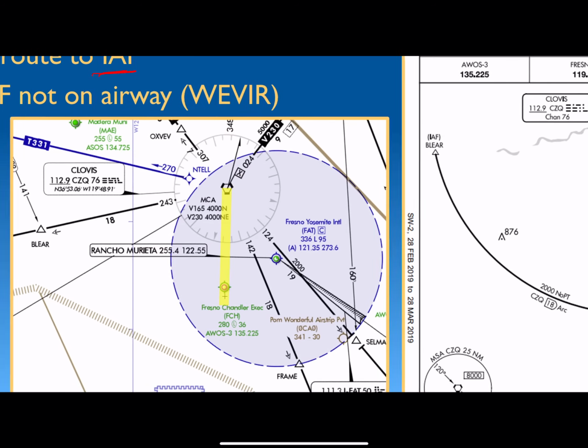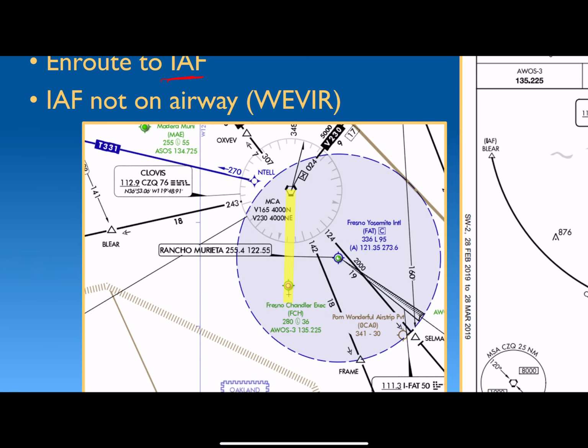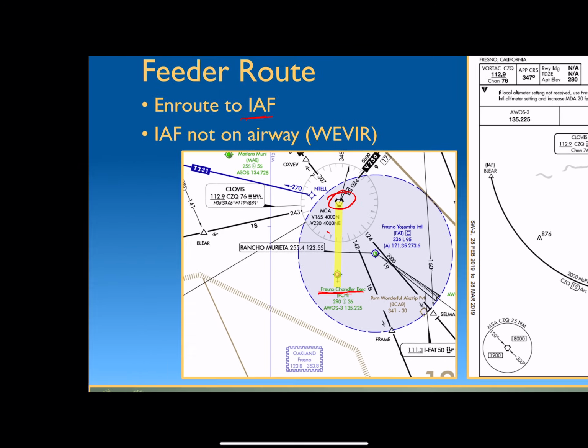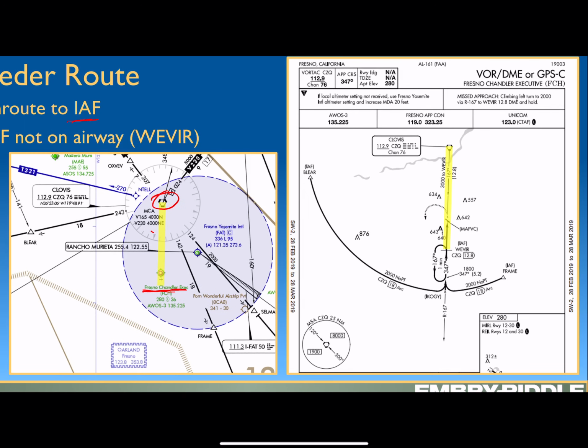So over here, you can see we're looking at the low en route chart. Here we have the Clovis VOR, and this is kind of the start, or where we're expected to start from, to get us into Fresno Chandler Executive. And then you can see the parallel over here on the right-hand side. This is our approach plate. So this is an approach plate, the VOR DME, or GPS-C, into Fresno. Okay, and here again, you can see the Clovis VOR. So you can see the parallel between the en route chart and the approach plate.